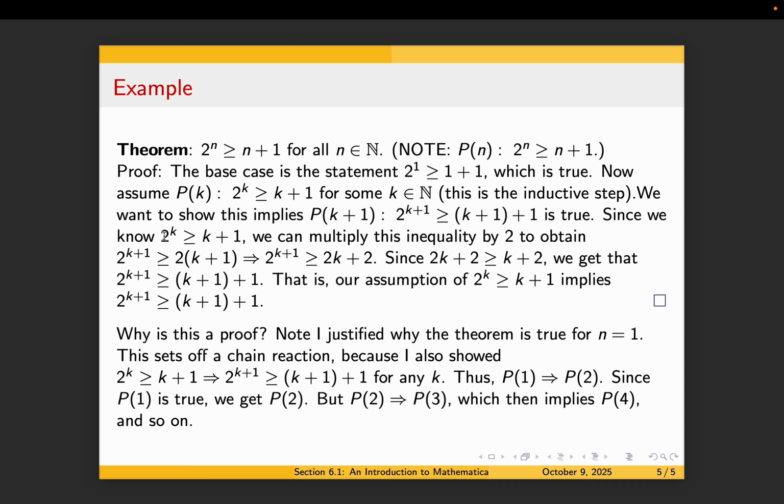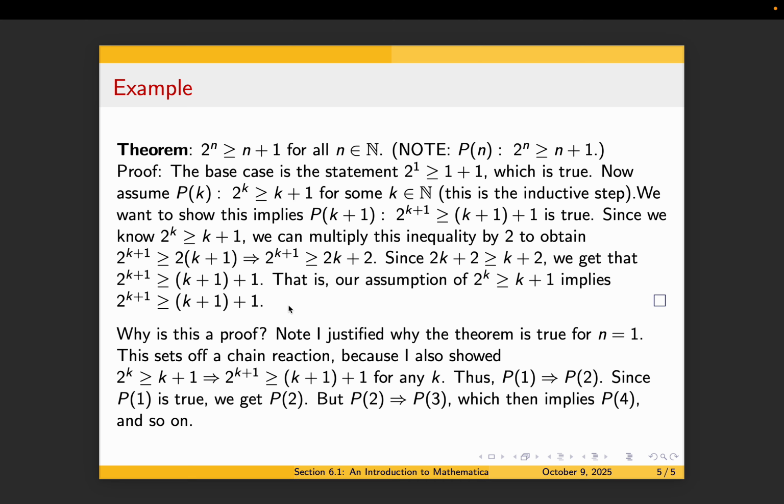And so we have now taken this inductive assumption here, that the theorem is true for k, and we've justified why the next step would necessarily follow. So we can get from this assumption to this. That's what an inductive proof looks like.